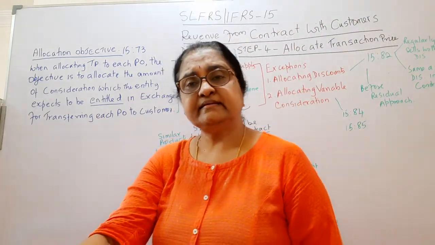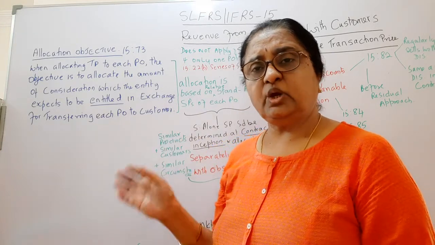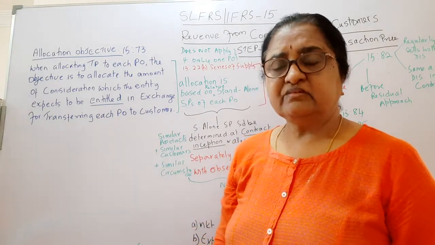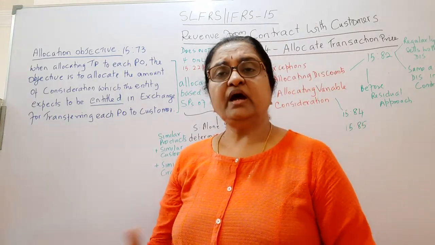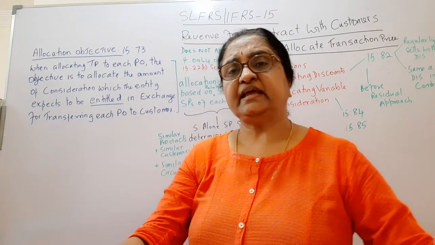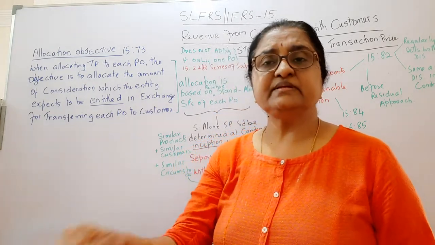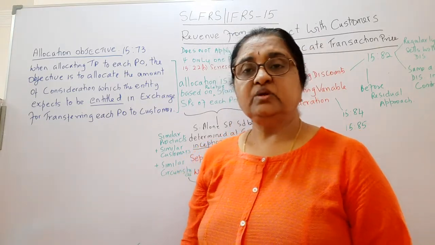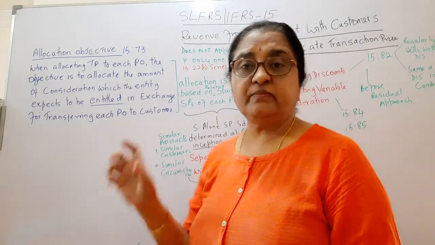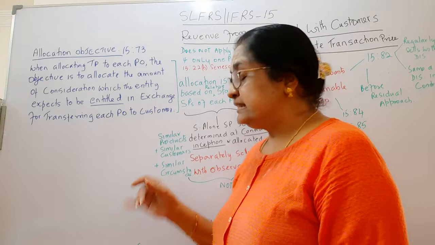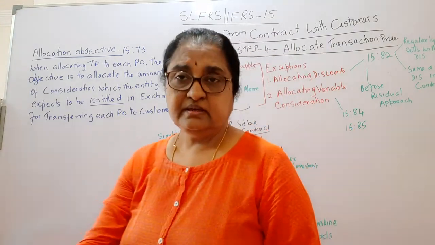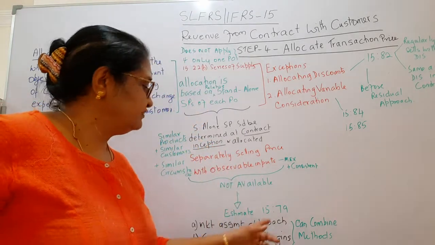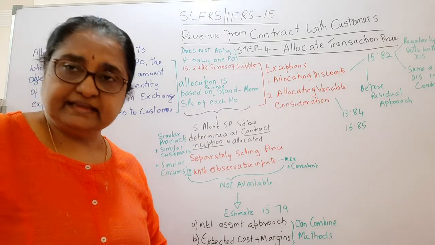But when you are allocating the transaction price, the standard requires you to allocate it based on the relative standalone selling prices. Suppose for some reason you are unable to find the standalone selling prices. For that also the standard gives you a resolution. Then you can estimate it, maximizing your observable inputs, with the three methods prescribed in the standard as per para 79. There are three methods that they have given.